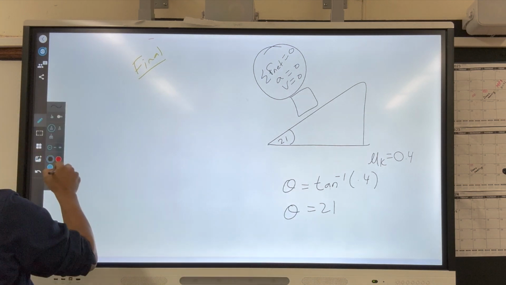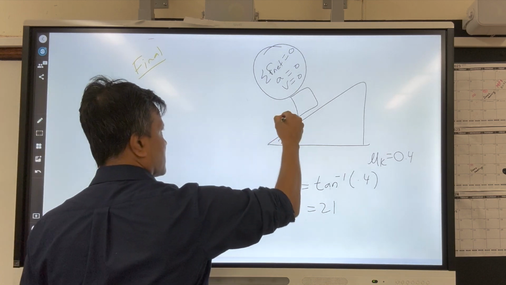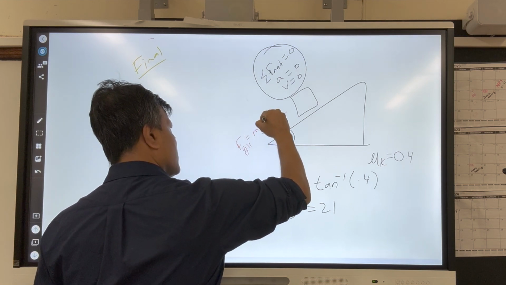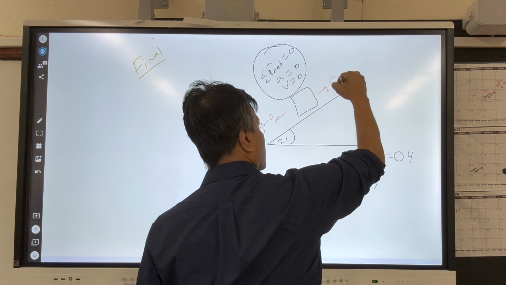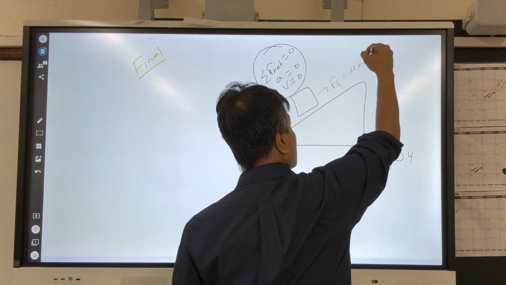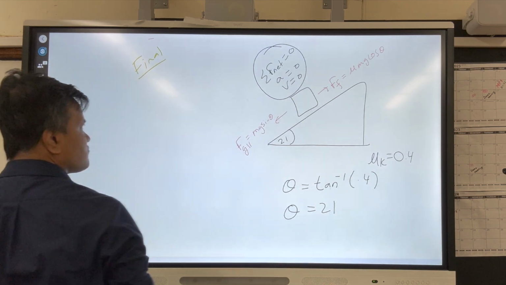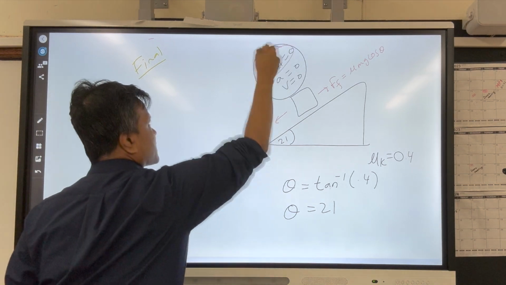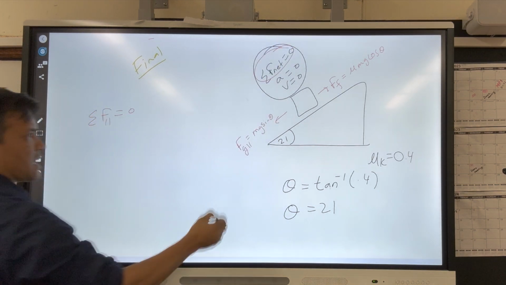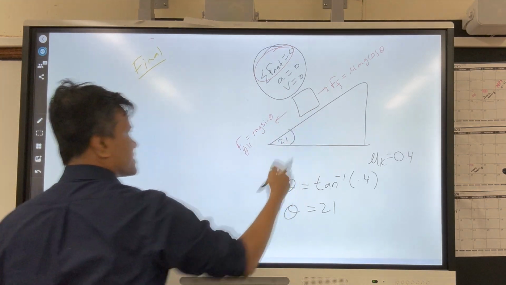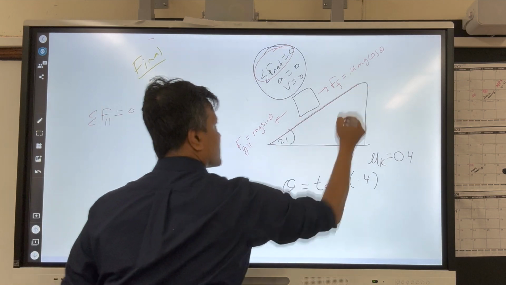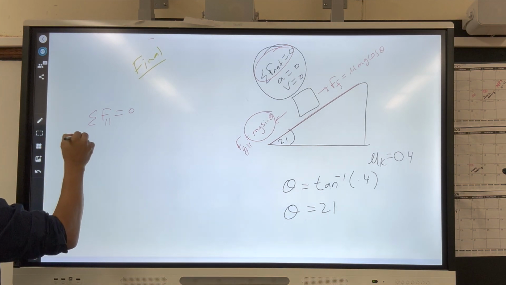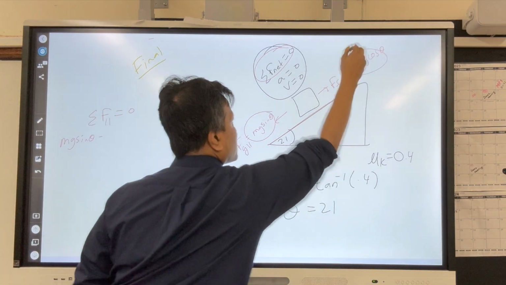Okay, let's do that. This is your FG parallel, which is mg sine theta. This is your FF, which is mu mg cosine theta, right? Now you want to write net force is equal to 0. Why is that? Because it is moving parallel with respect to this red line. How many forces? This one, mg sine theta minus mu mg cosine theta.